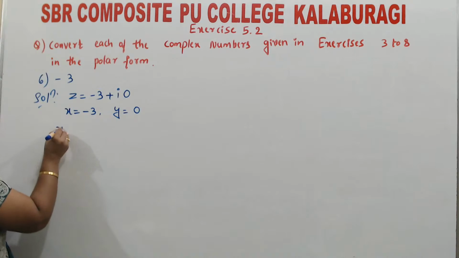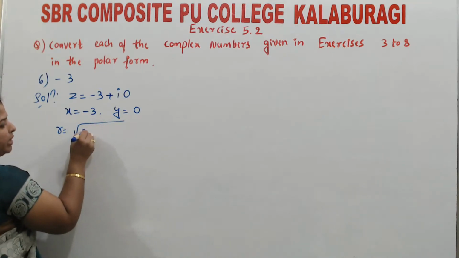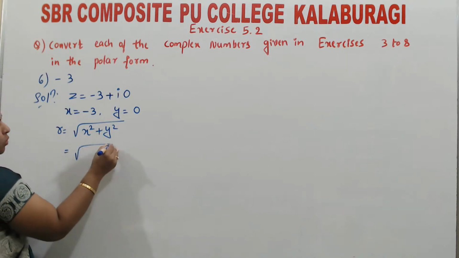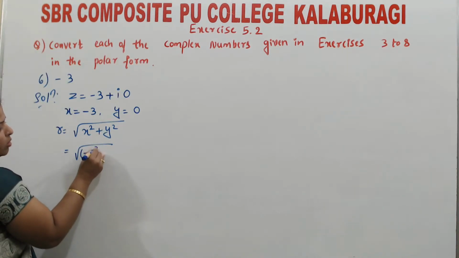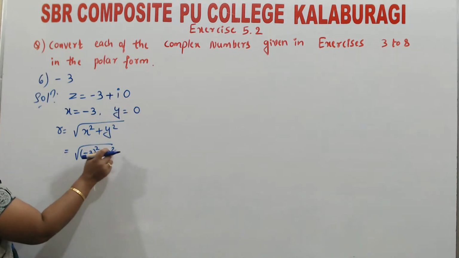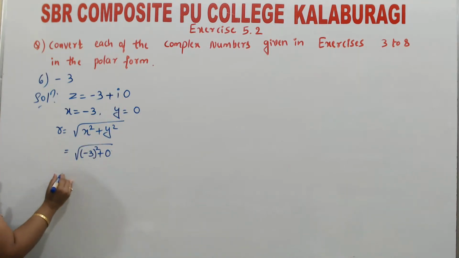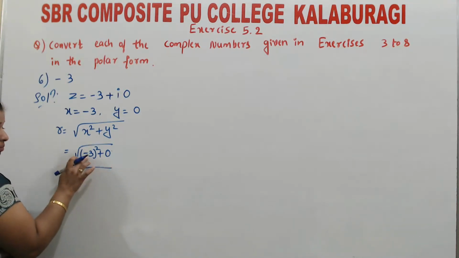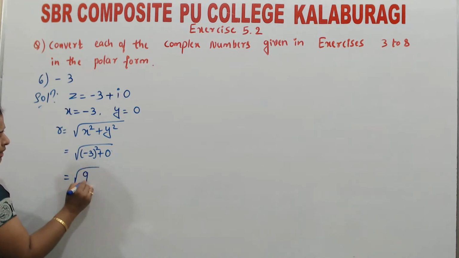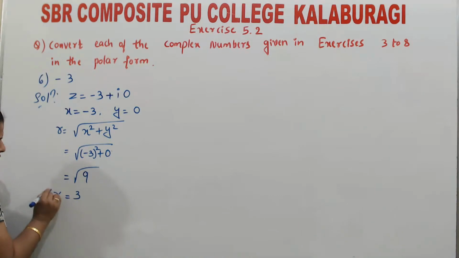Next we find r. R is equal to square root of... We know that for finding modulus, the form is x square plus y square, which is equal to square root of minus 3 whole square plus y square. Y value is 0, so 0 square, no need to write it. Minus squared becomes plus, square root of 9. 9 plus 0 is 9 only. Then root 9 value is 3. Therefore r is equal to 3.